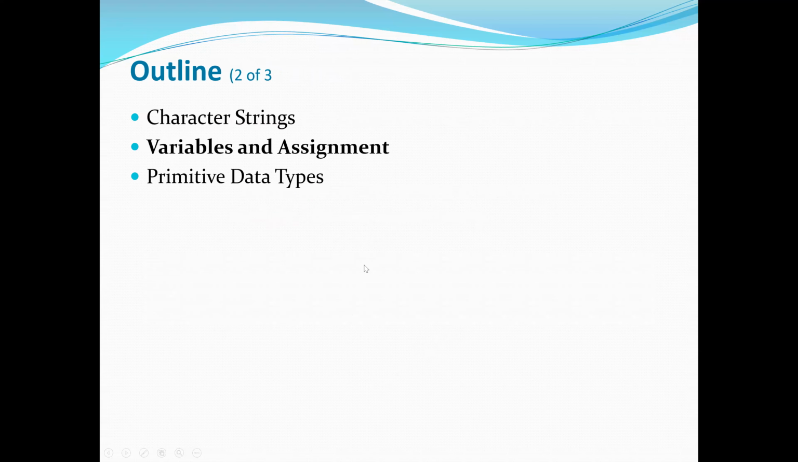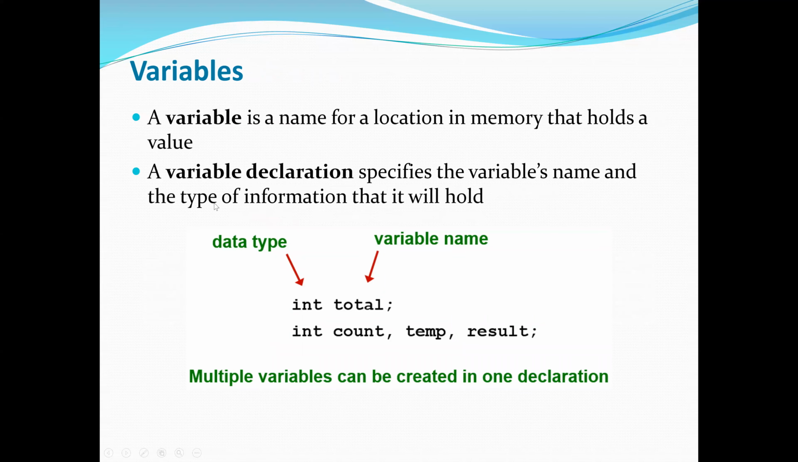So let's move next to variables and assignments. So a variable is a name for a location in memory that holds a value. So in a Java program or in any programming language, when I have a value and I want to store the value, I will need to have a memory location. So in this case, I'm going to declare a variable. There are some languages such as Python where I don't have to declare the variable type, but in Java, we always have to specify the variable type. So for example, here we declare a variable named total, the data type is int. We always start with the data type and then the variable name.